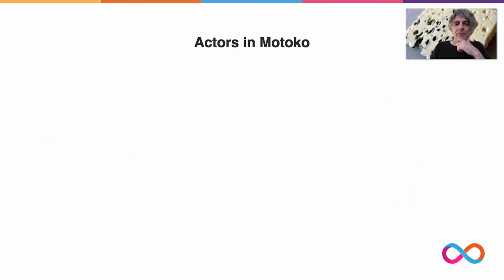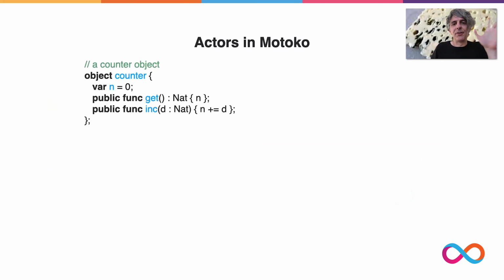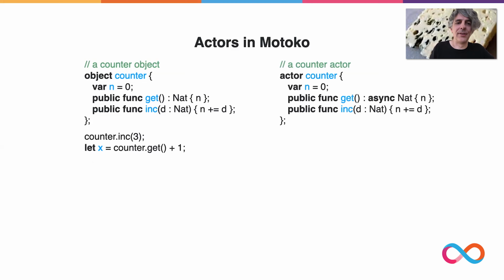So how do actors look in Motoko? To give you an idea of how symmetric they are to objects, let me start with a simple object. This is probably one of the simplest objects you can think of. It's a stupid example, but it fits on a slide. It's just an object that encapsulates a counter. So you can get its current value and you can increment it by some delta. So for example, and this is a singleton object, right? So there's just one counter object. So you can increment it by 3, say, and then you can read the value and maybe add 1 to it, for example.